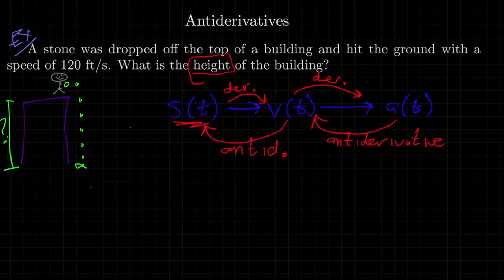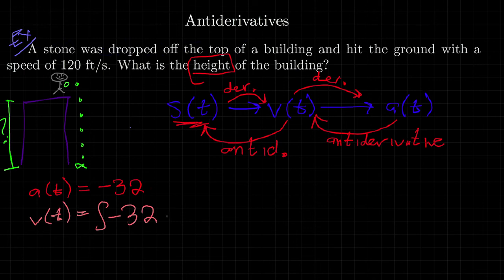Okay, so let's start off with acceleration. We always start off with acceleration. We know that acceleration is equal to negative 32 because gravity is 32 feet per second squared, and it's negative because it's going down. So the velocity then is going to be simply the antiderivative of negative 32, and then I'm going to put dt here. Now you always need this one, and later on we'll explain what this represents. But for now, just trust me that this always has to be there.